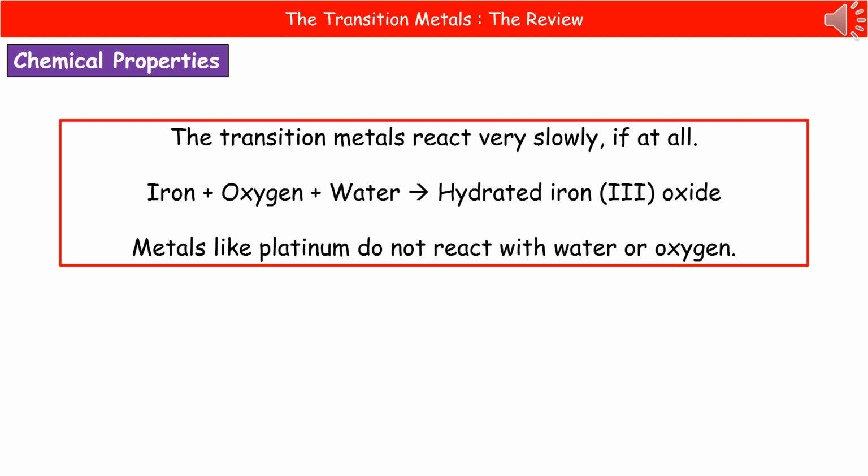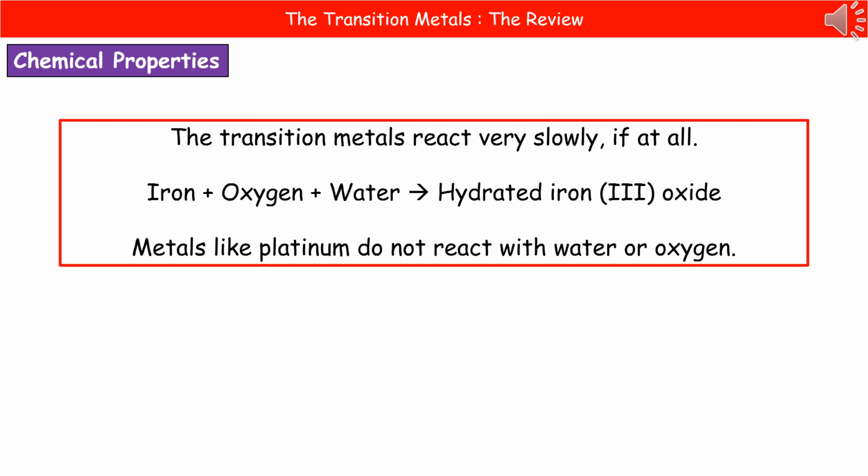If we now consider the chemical properties, then what we find is that our transition metals react very slowly, if they react at all. So one of the key examples that we've encountered in our C4 topic, and we will encounter again in C6, is the one for rusting. So we've got iron and it will react with oxygen and water to make hydrated iron 3 oxide. So that happens over a very long period of time. It's not like if you leave a bit of iron outside overnight, it's just rusted away by morning. It takes an extended period.